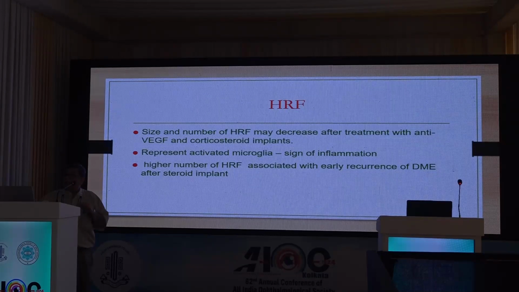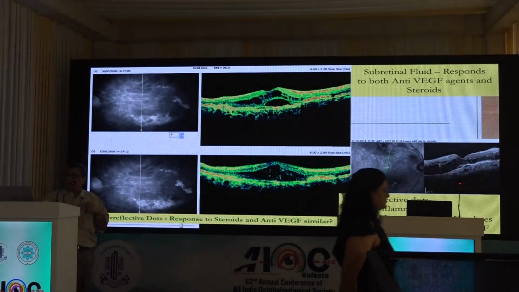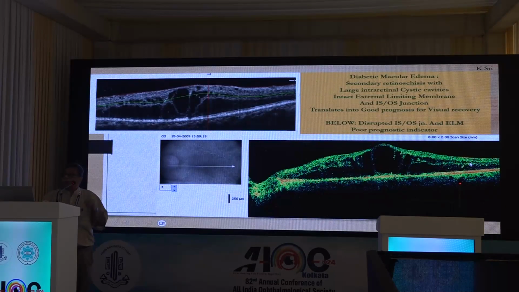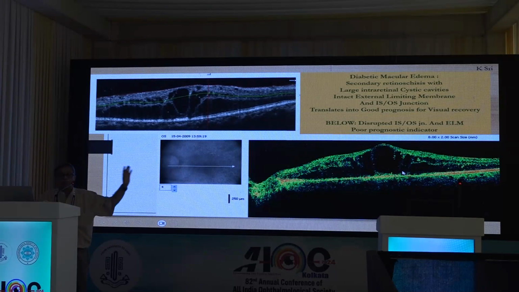I'll just show you what hyperreflective spots look like. They basically represent activated microglia. It's an inflammatory change, and more hyperreflective spots are associated with early recurrence after a steroid implant. So these show all the things, the subretinal fluid, intraretinal fluid, and what you see here, these are hyperreflective spots. What you see here, even more clearly seen, these are hyperreflective spots. Now, just to show you, in this patient you can see the ISOS junction is intact. Despite these cysts, good prognosis. In this patient, the ISOS junction is gone, poor prognosis.